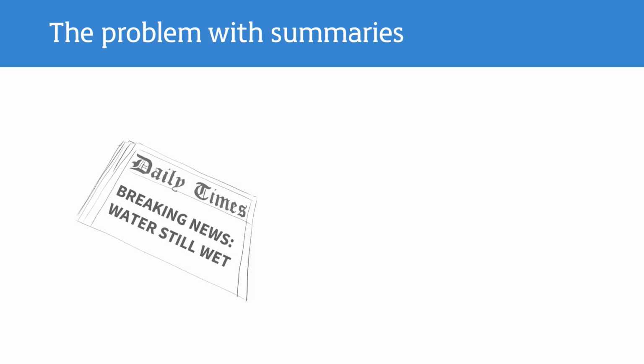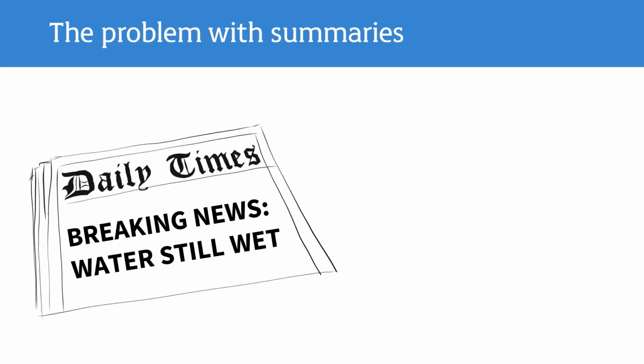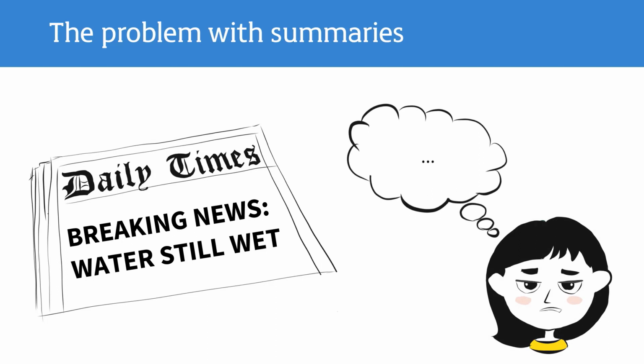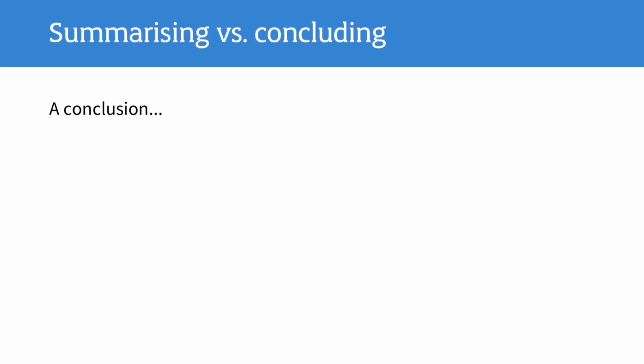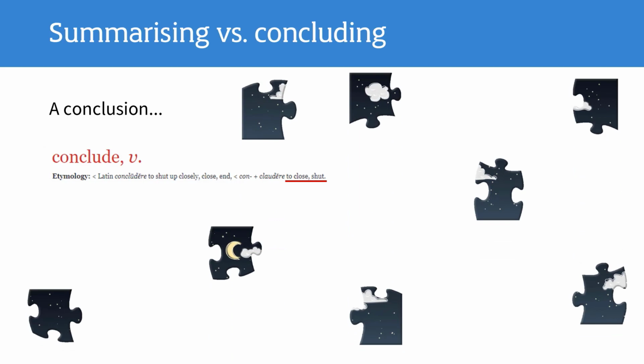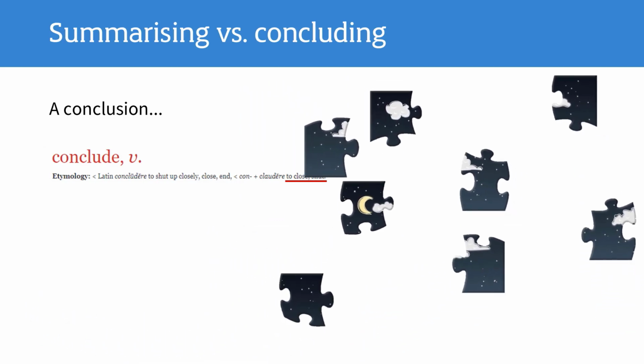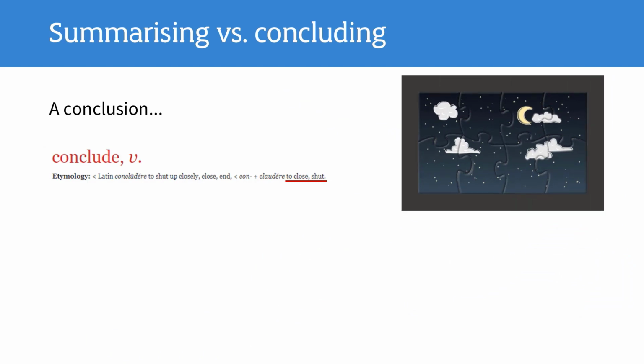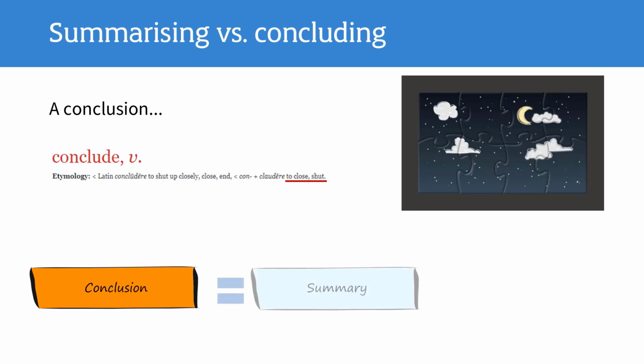But summaries aren't enough in an essay. It's a bit boring if you simply repeat what you've written. Your reader is left asking, so what? Why does this matter? On the other hand, a conclusion comes from the Latin word meaning to close or shut. We conclude or close our argument by bringing together all the pieces from our essay and providing a final thought. This final thought frames your essay and makes it whole. So a conclusion should include a summary of the main arguments, but it also requires something more.